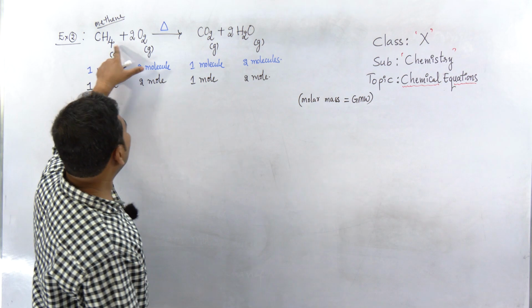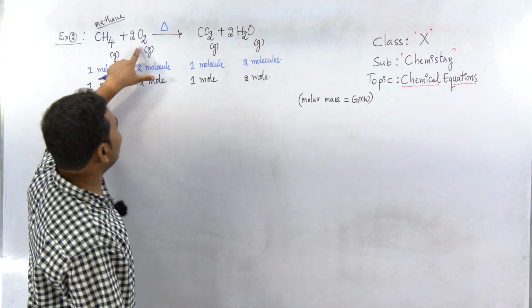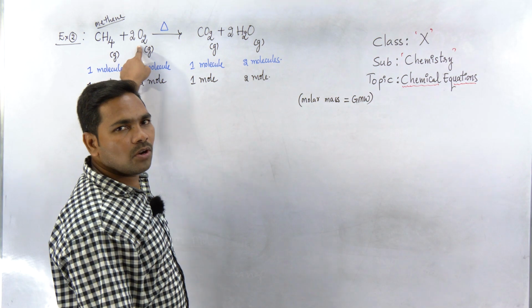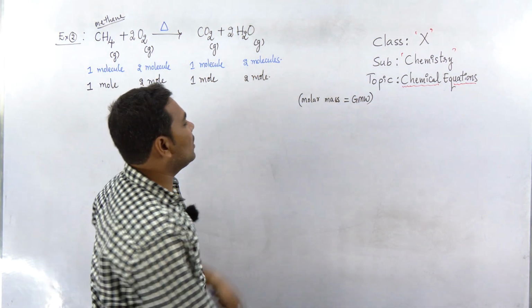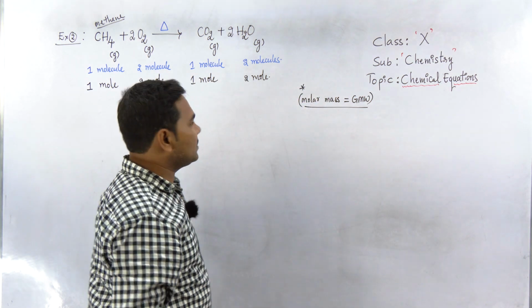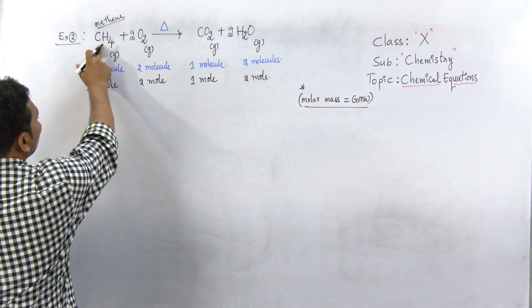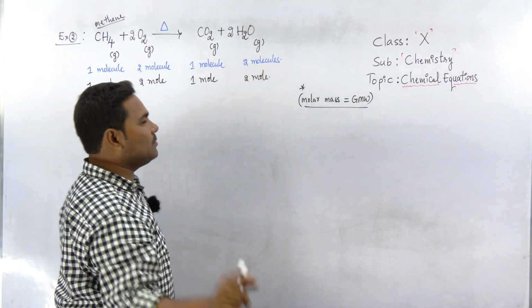But here in this equation, we see all compounds where oxygen is there, but this oxygen is diatomic, not monoatomic. So for this also, molar mass equals gram molecular weight. This is an important condition to remember, which you have learned in 9th class, right? Now 1 mole CH4, molar mass means the mass of 1 mole of substance.